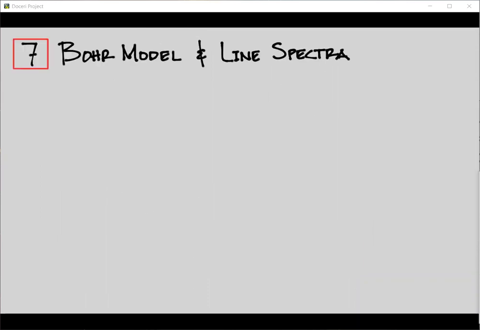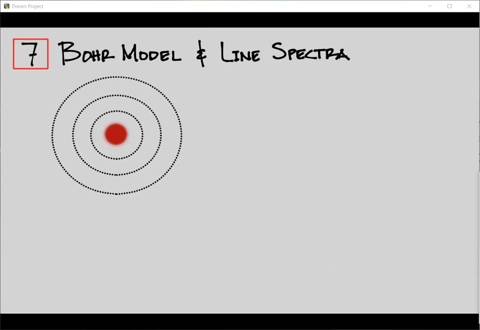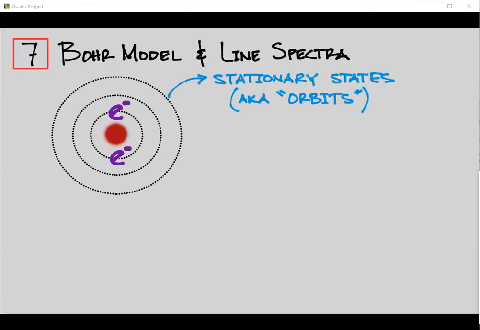All right, so the next concept here is related to Bohr's model of the atom and how that's used to explain line spectra. So you remember that Niels Bohr came up with a model for the electronic structure of the atom, where you have the nucleus at the very center, and then the nucleus is surrounded by stationary states, right? And these stationary states contain the electrons, and electrons revolve around the nucleus within the stationary states. And these stationary states are also known as orbits.